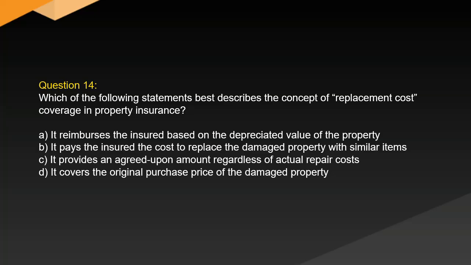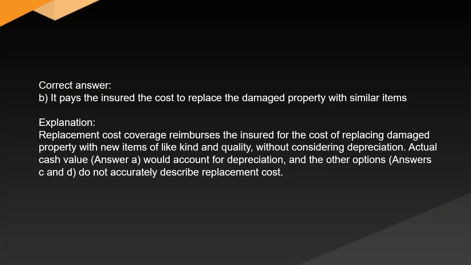Question 14. Which of the following statements best describes the concept of replacement cost coverage in property insurance? A. It reimburses the insured based on the depreciated value of the property. B. It pays the insured the cost to replace the damaged property with similar items. C. It provides an agreed upon amount regardless of actual repair costs. D. It covers the original purchase price of the damaged property. Correct answer: B. It pays the insured the cost to replace the damaged property with similar items.